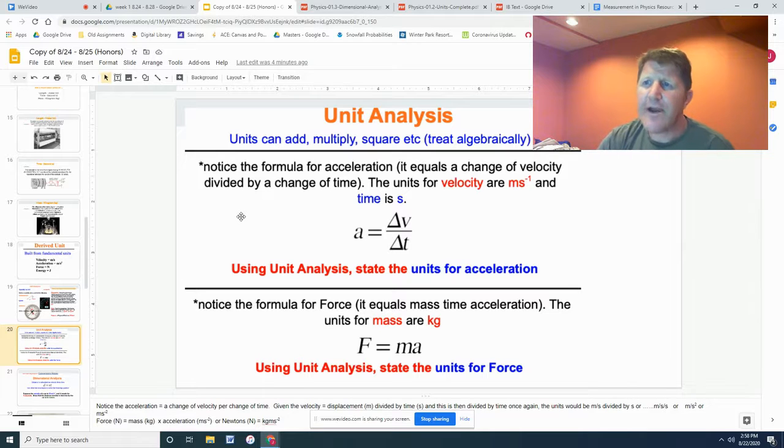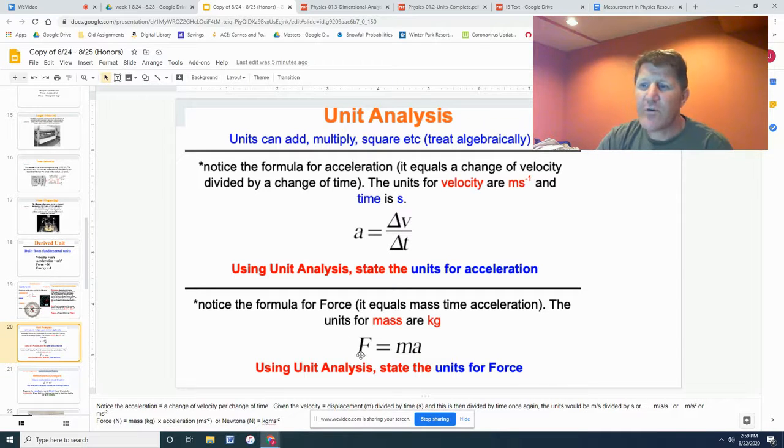Taking that a little further, your units are really helpful in determining if you're doing things correctly. For instance, if I'm looking at acceleration, I know that acceleration is a change in velocity, delta v, divided by a change in time, delta t. And so my change in velocity is going to be meters per second, and my change in time is going to be seconds. So I have meters per second divided by seconds. So my answer needs to have the units meters per second squared, or meters per second per second. And so your units, if you're doing it right, are going to tell you if you did it right.